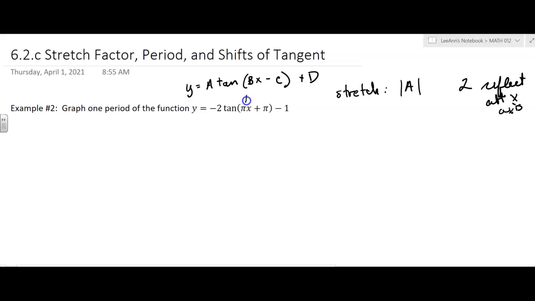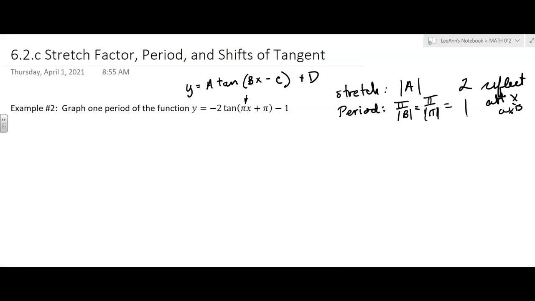And then what is B? Well, B is going to determine the period. So B is pi, so our period is going to be pi over the absolute value of B. In our case, that's pi over pi. Those are absolute value signs. So our period is going to be 1. So we want to remember that.